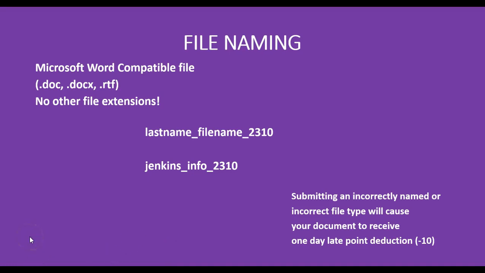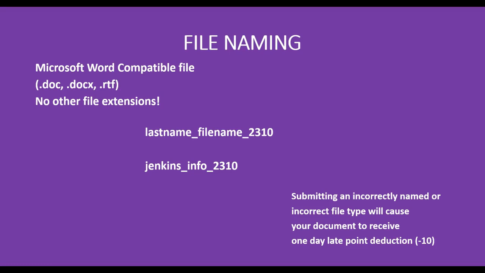When you turn an assignment in for me, you need to name your file a certain way, and that's what I have here. I want it to be a Microsoft compatible file because I will be opening it in Microsoft Word. And that means the extension on the file is doc, docx, or RTF. Now, if you are composing in Microsoft Word, it will automatically put those extensions on there.